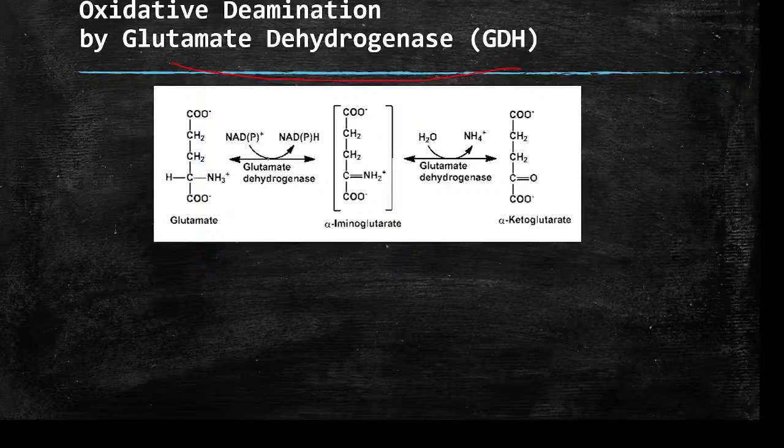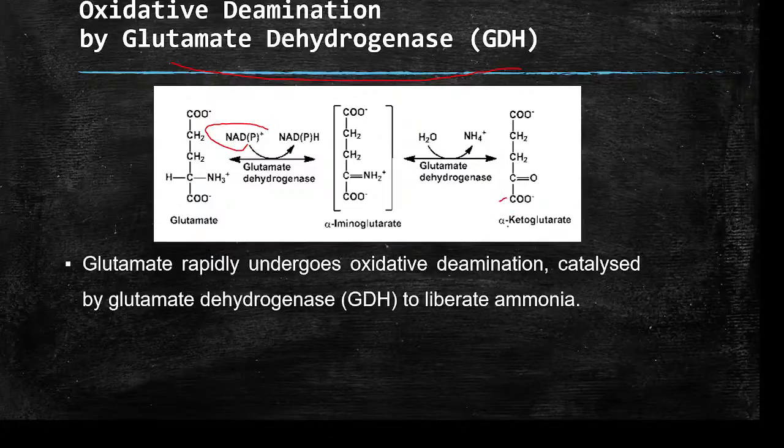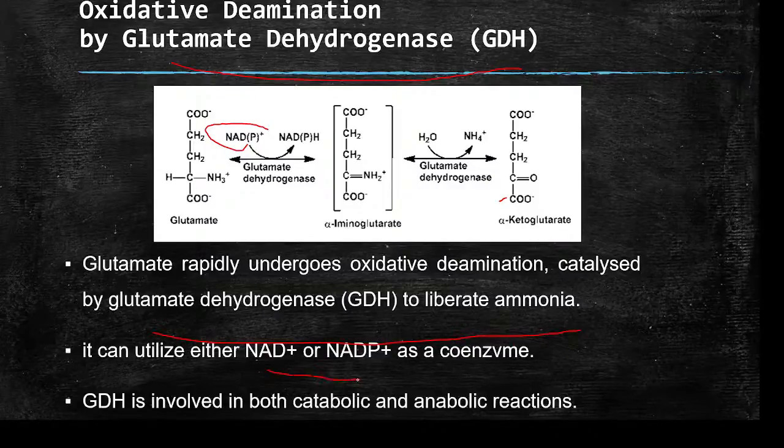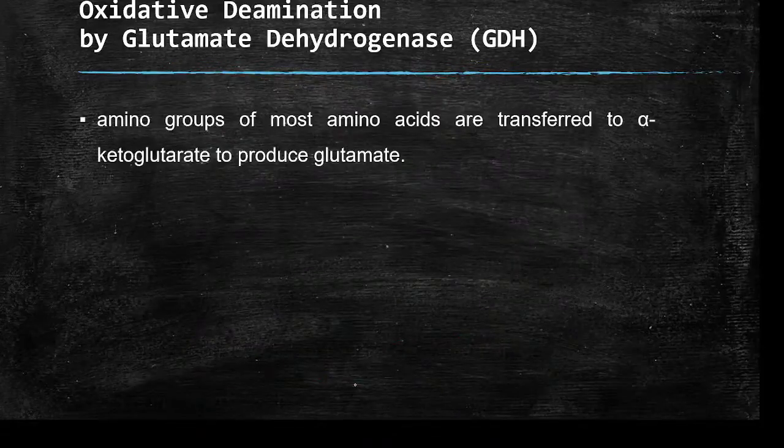It transfers its reducing equivalent to NADP, and NADP is converted to NADPH, and this gets converted to alpha iminoglutarate, which again is converted to alpha ketoglutarate. Okay. Glutamate rapidly undergoes oxidative deamination catalyzed by glutamate dehydrogenase to liberate free ammonia. So it can utilize NAD or NADP as a coenzyme. So glutamate dehydrogenase is involved in both anabolic and catabolic reactions because the reaction is reversible.